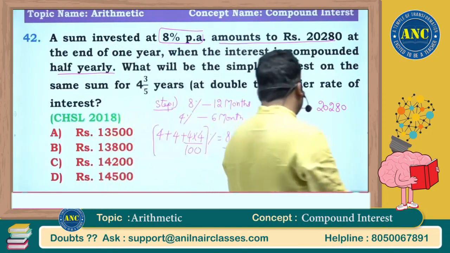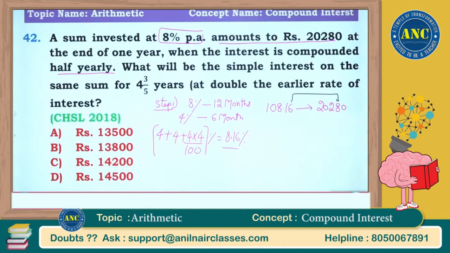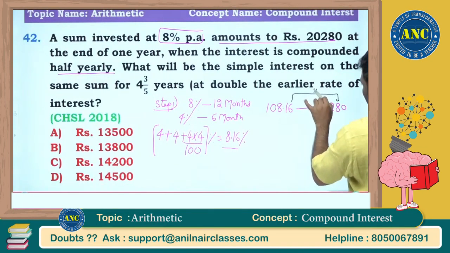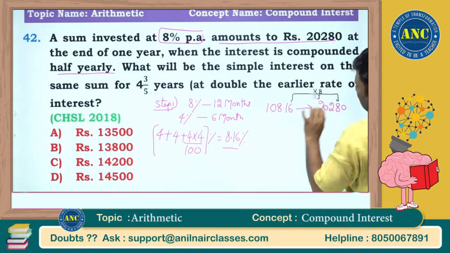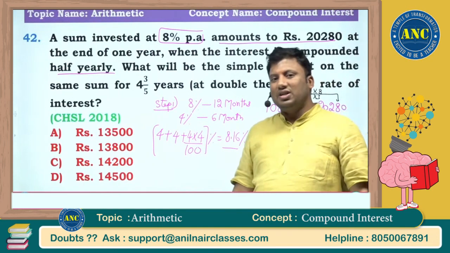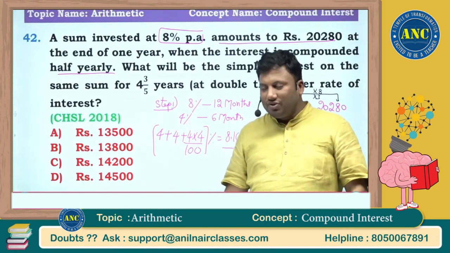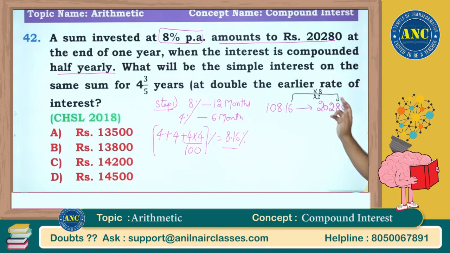108.16. First observation, 6 is becoming 8. What is the multiplication factor? 6 3s are 18, or 6 8s are 48. So whatever unit digit we get in the answer should be multiplied by 3 or 8. Let me complete the question.